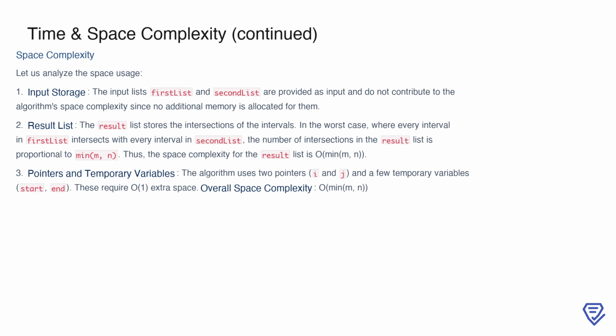Furthermore, the algorithm only uses a few additional variables, such as the pointers i and j, and temporary variables like start and end, all of which require constant space, or O(1). Combining these factors, the overall space complexity of the algorithm is O(min(m, n)).